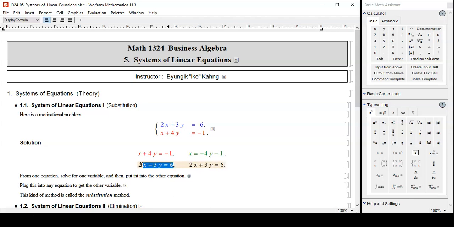See? The original equation, the other equation, blue. And here, I'm selecting this x. And that's substituted by negative 4y minus 1, as I highlighted in green. So from the first equation, 2x plus 3y equals 6, substitute x by negative 4y minus 1, as we have over here. And then what's the result?